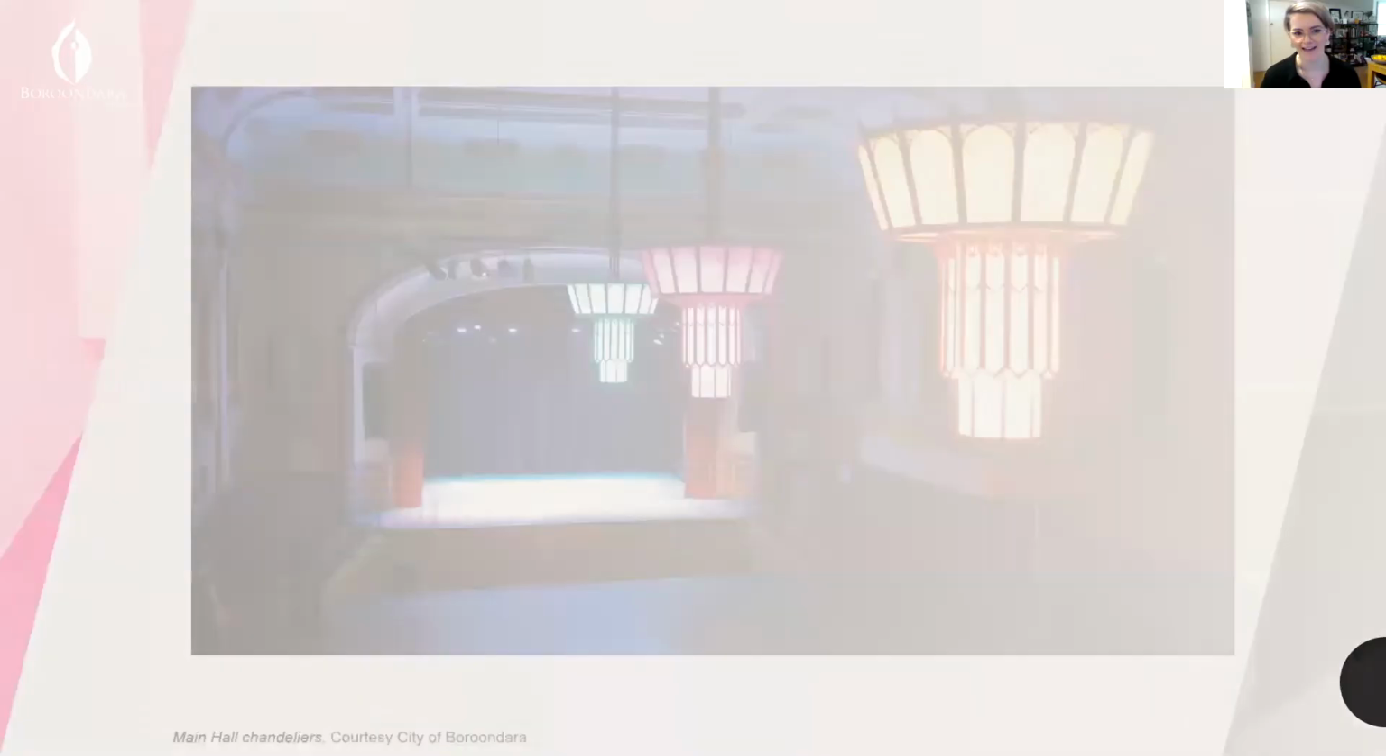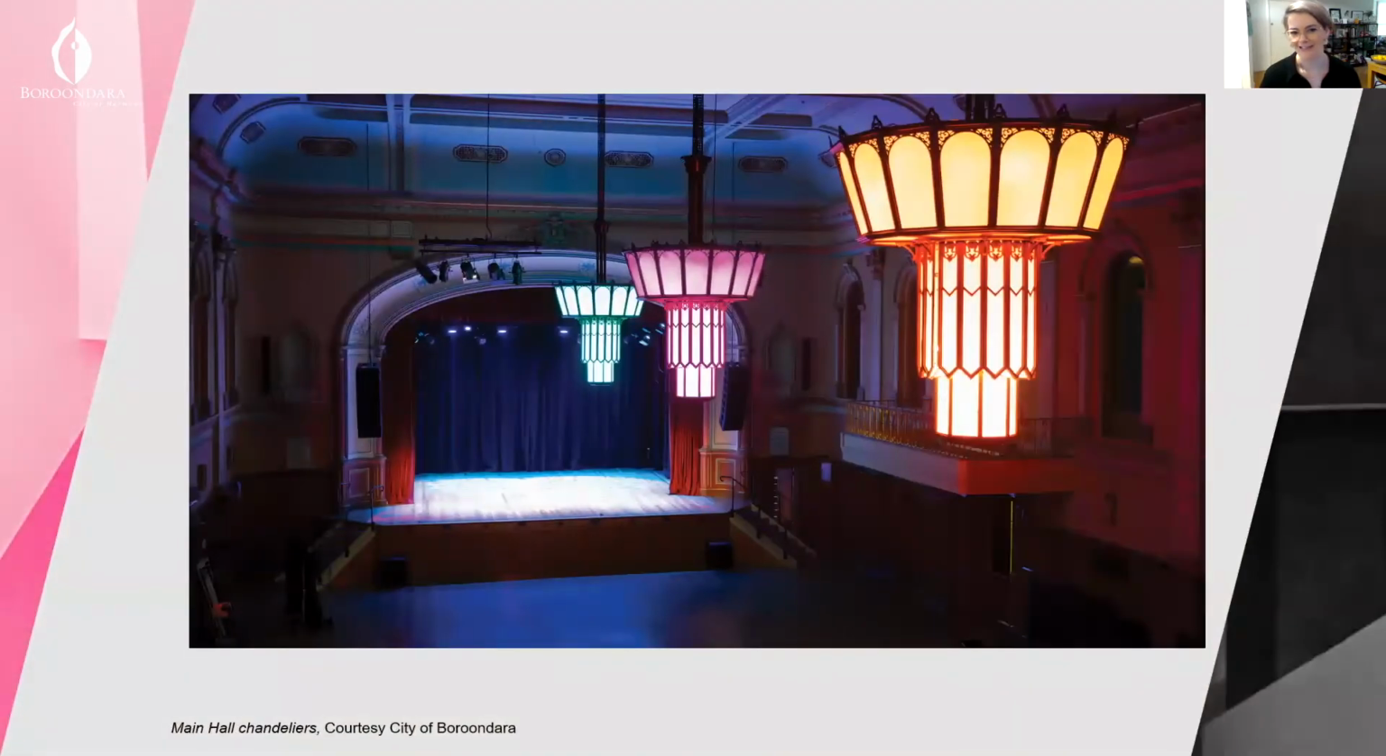Something which is absolutely magnificent is probably our chandeliers. And here they are in all their glory. These have obviously been updated. They were installed in the 1930s and they are on a winch, so they can be lowered and brought back up, and also adapted to be colourful and really beautiful throughout the evening.